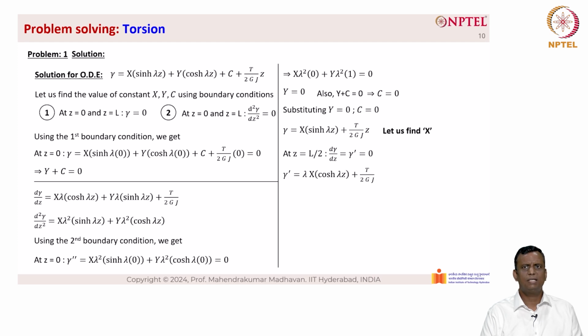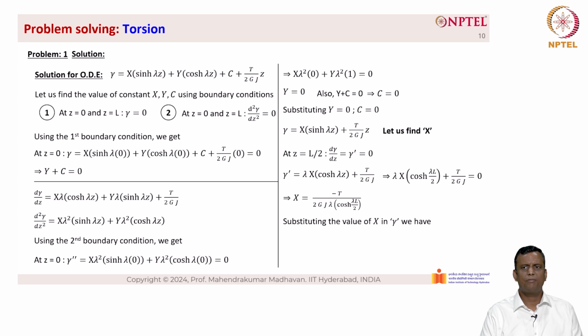So gamma is given as x into sinh into lambda z plus T by 2GJ into z. So gamma dash is given as lambda into x into cosh into lambda z plus T by 2GJ. So now substitute z equal to L by 2, we have lambda into x into cosh into lambda L by 2 plus T by 2GJ equal to 0. Now x is given as minus T divided by 2GJ lambda into cosh lambda L by 2.